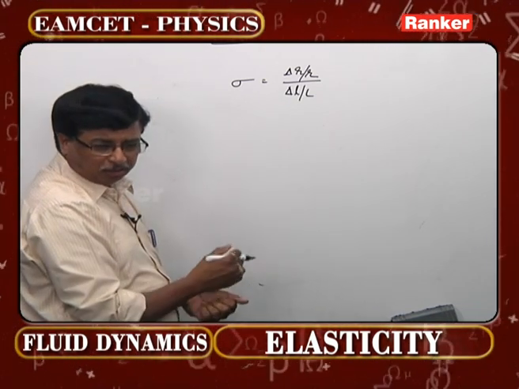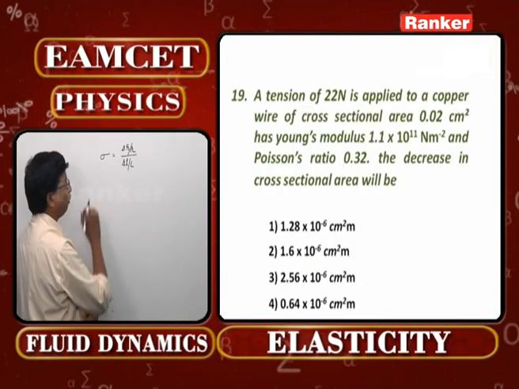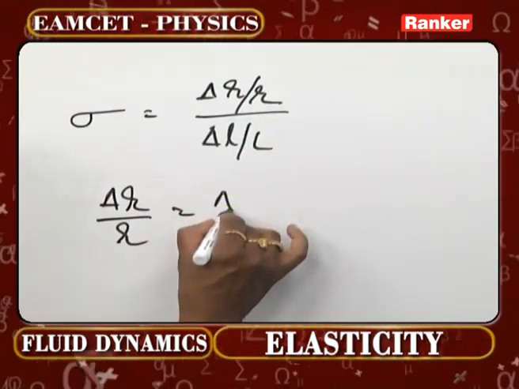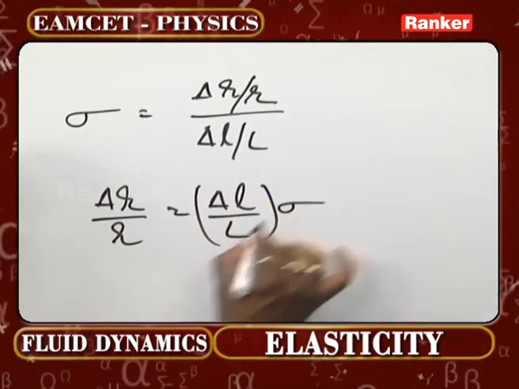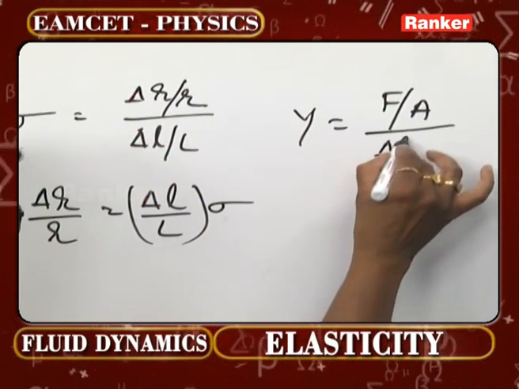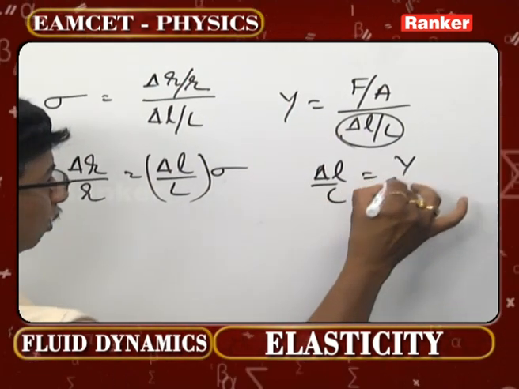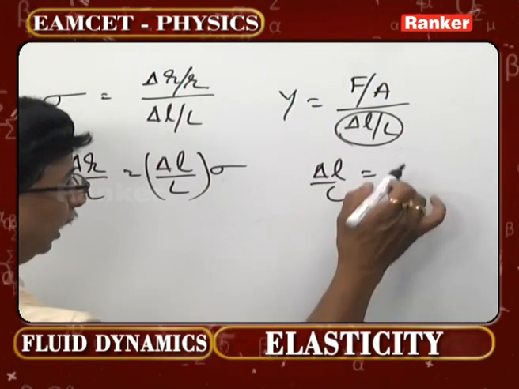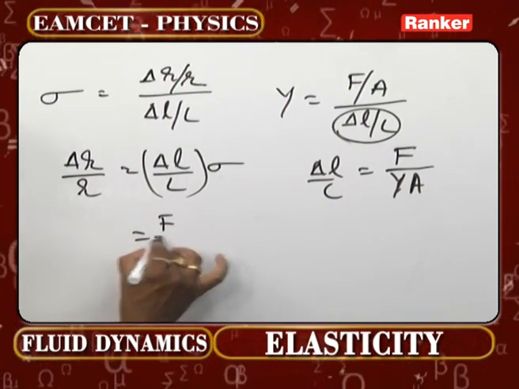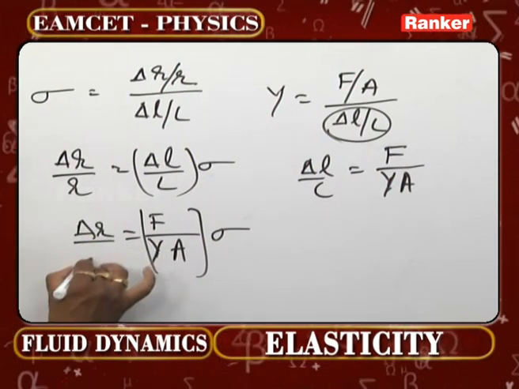We all know that one very well. Now what is delta L by L that is given? Young's modulus is given, cross-sectional area is given, then tension also has been given here. Now what can we write from this? Delta R by R is equal to delta L by L into sigma. But in fact we know Y is equal to F by A by delta L by L. Then what to write in place of that one, please? Delta L by L is equal to F by Y into A. You can directly write the same value here. So F by Y into A into sigma, that is going to be delta R by R.